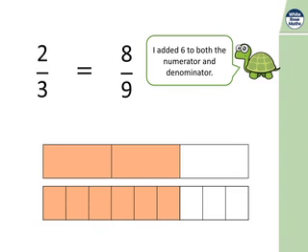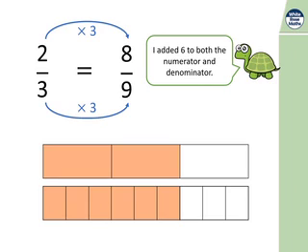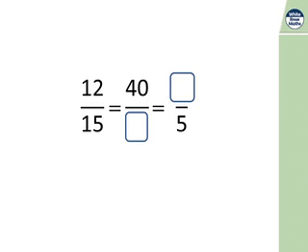Now I can see straight away Tiny's incorrect. 9 is 3 times greater than 3. So we've multiplied the denominator by 3. And in order to maintain that relationship, we must also multiply the numerator by 3. So 2/3 is equivalent to 6/9. Let's look at this final problem together. We need to find the missing boxes to make these fractions equivalent.